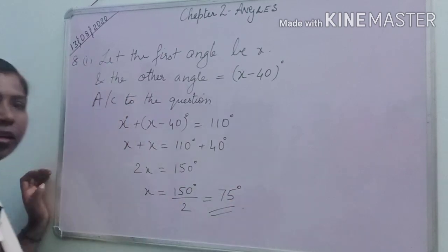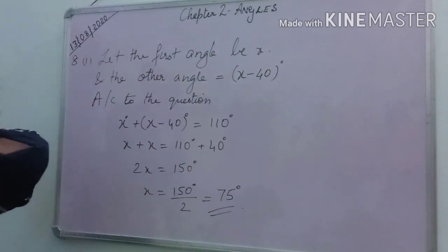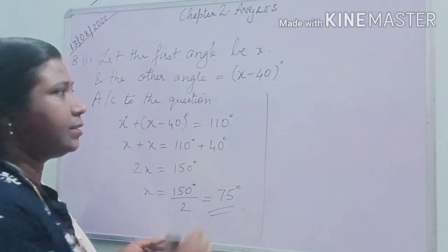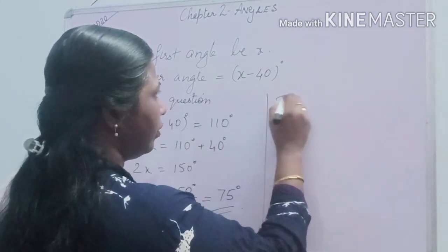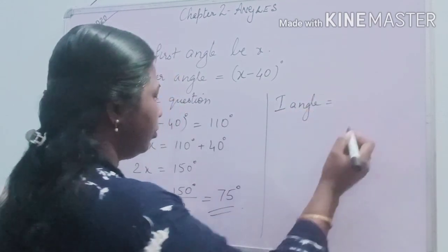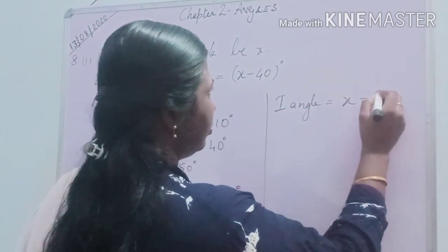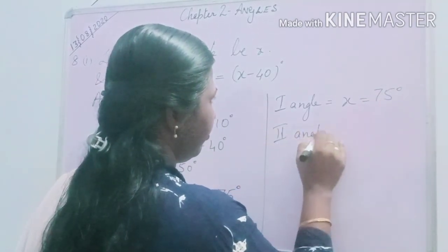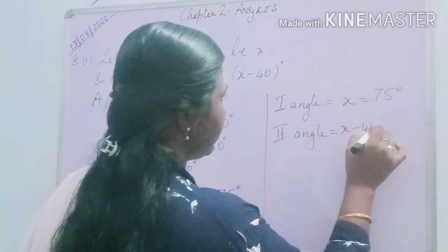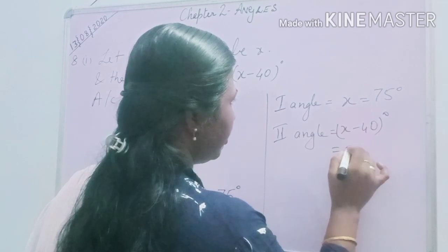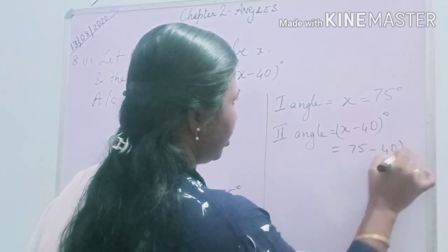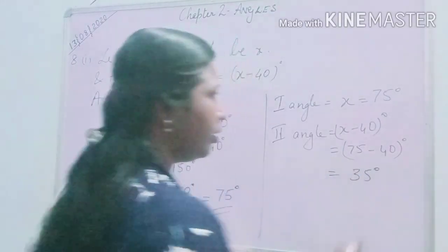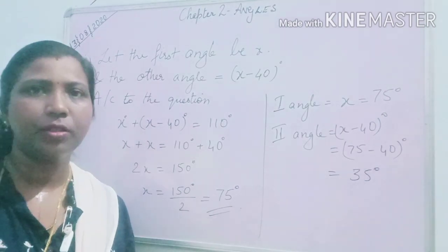Is that clear? Understood? Now we got an angle, and we have to find out the angles. So first angle is equal to x, which is equal to 75 degrees, and the second angle is equal to x minus 40. So we will write 75 degrees minus 40 degrees, that is equal to 35 degrees. Is that clear? So both the angles we got. Is that clear, students?